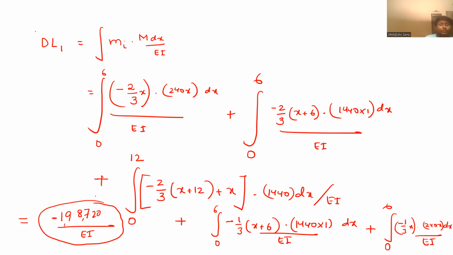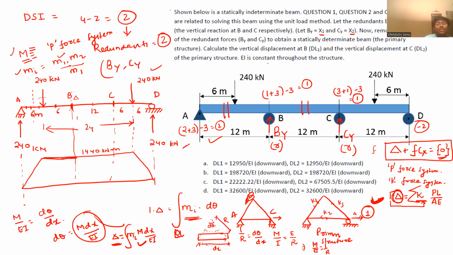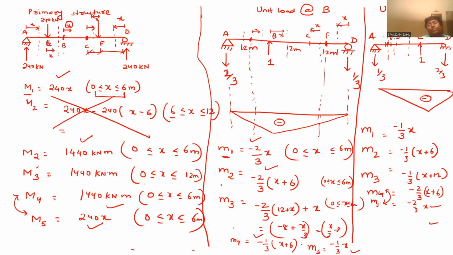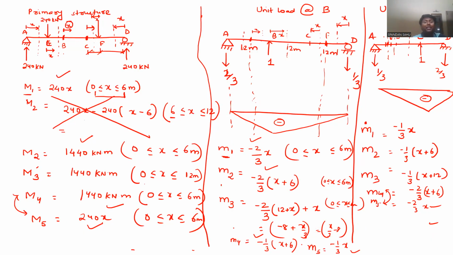Okay. Then DL2. Now with this, we got only DL1. How to find DL2? Same, but in the next redundant answers M1, M2. We have calculated all M1, M2, M3, M4, M5 for this when the unit load is at C. So you just multiply this small m1 and capital M1 by EI, this m2, capital M2 by EI. So minus 1 by 3 into 240.